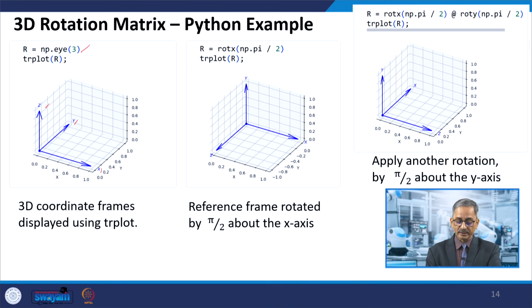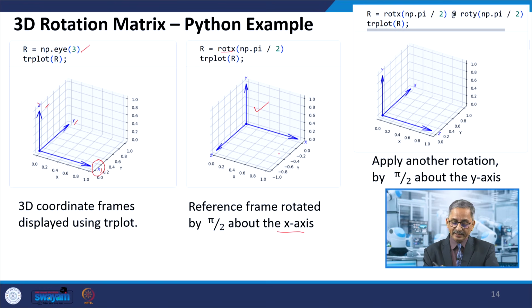Now, say I rotate the reference frame by pi by 2 about the x axis. So, this is my x axis. I rotate this frame by pi by 2, then what will happen? This y will come in the place of z, and z will go in the opposite direction of y. So, this is what we get. This we can get by the function rotation about x, rotx in numpy by pi by 2, and we get this one. This is how you can visualize how these rotations are represented.